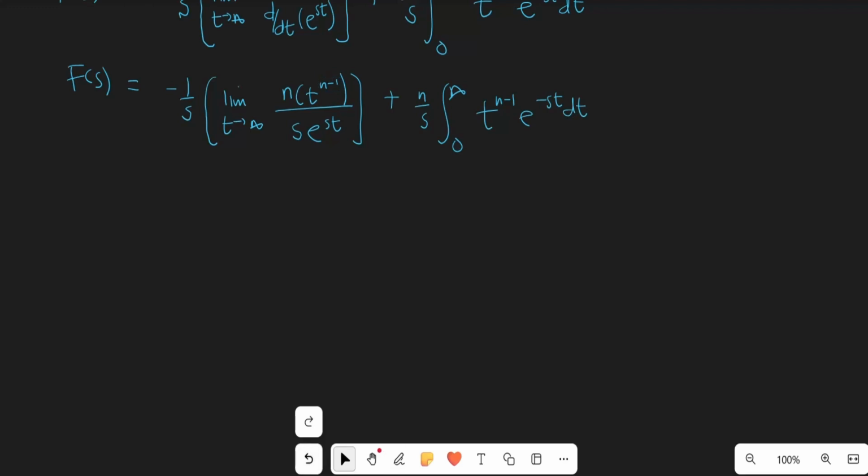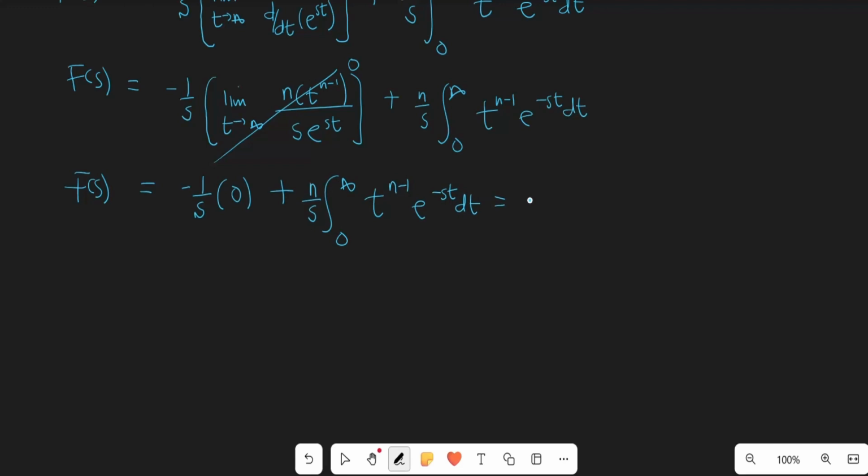So we are going to get n factorial, which is a finite number, but the denominator is still going to be s raised to the power n times e raised to the power st. So the numerator becomes finite, but the denominator is still infinity. A finite number over infinity is going to be 0. So for the upper limit as t approaches infinity, this term is approaching 0, right? So F of s here is going to be equal to negative 1 over s times 0, plus n over s, the integral from 0 to infinity of t raised to the power n minus 1 e raised to the power negative st dt.